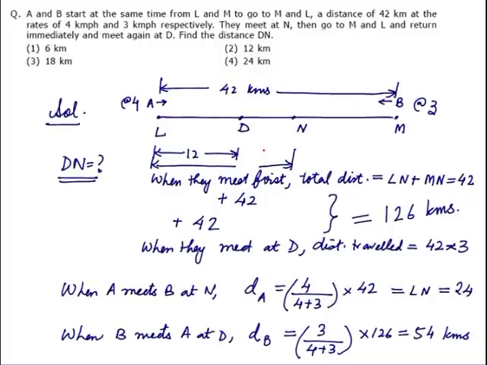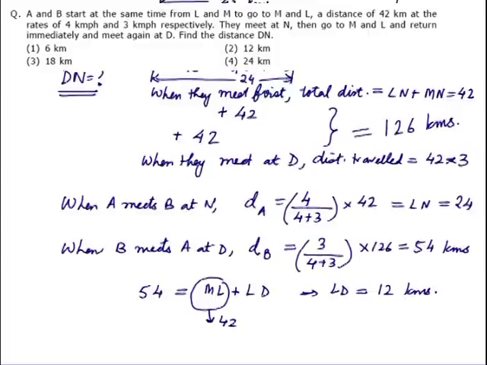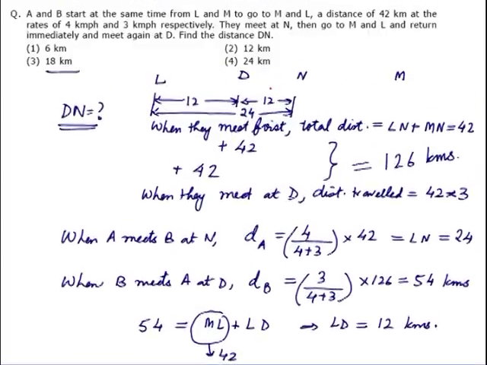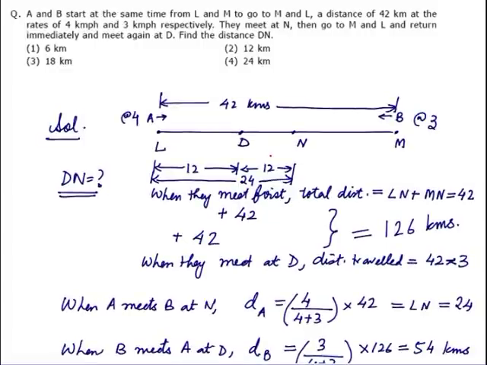If you look at this diagram here, we have just found out LD, which is 12. But remember, we had already found out the value of LN, the distance traveled by A when he met B for the first time, which was 24. So the difference is 12, which is what we had to find out. And the answer is 12, which is option 2. I hope this solution is very clear to you. This is how we have solved it using the first principles. And the final answer is option 2, which is 12.